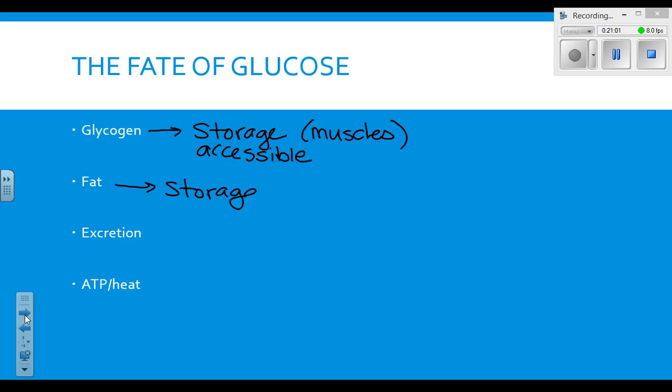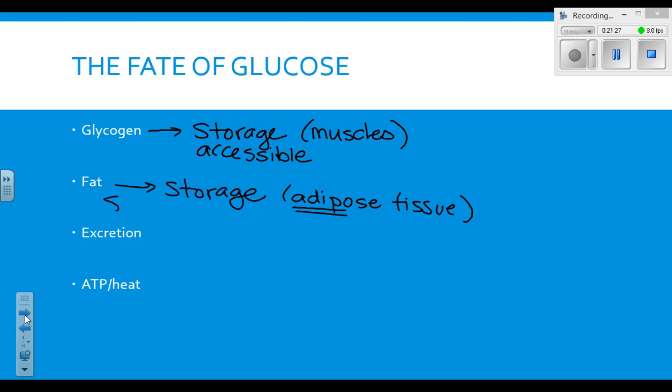Fat is the other storage place. Fat is stored in something called adipose tissue. And this prefix here, that's what you would see when we're talking about fat. A fat cell is called an adipocyte, but that's your fat tissue.